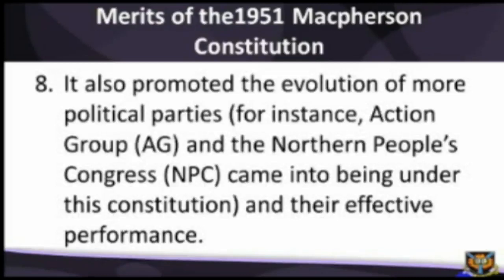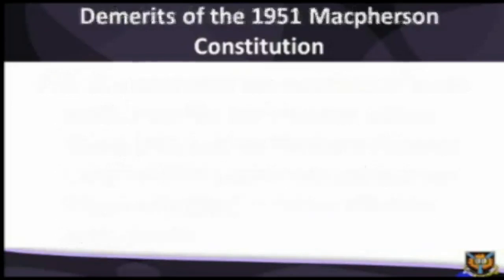For instance, the Action Group (AG) and the Northern People's Congress (NPC) came into being under this constitution, and their effective performance. The merits of the Constitution.